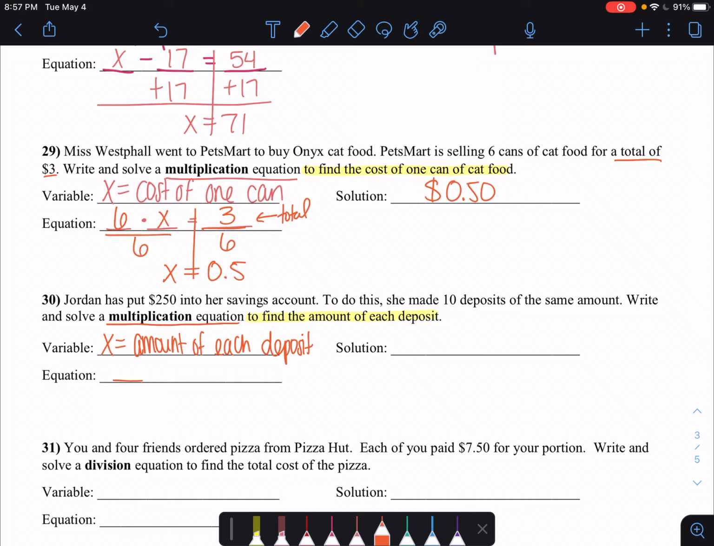And again, I'm going to be writing something times something equals something because I'm writing a multiplication equation. It says Jordan has put $250 into her savings account. That's going to be the total. And she made 10 deposits of the same amount, and we're trying to figure out what that amount is. So to solve, I'm going to divide by 10. So x equals $25.